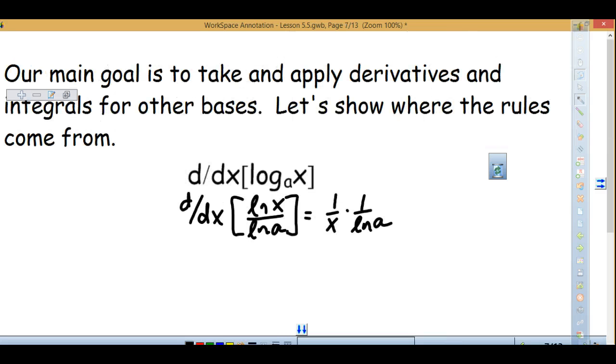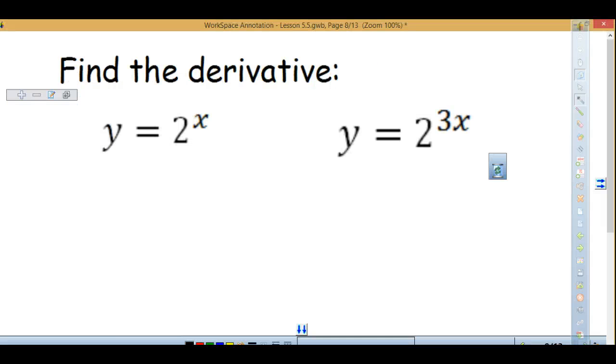So those are our two rules for today. Notice that they're similar to working with logs and e to the x. So let's go ahead and just practice taking some derivatives and evaluating some integrals. So if I want to take the derivative of 2 to the x, the derivative is just going to be natural log 2 times 2 to the x.